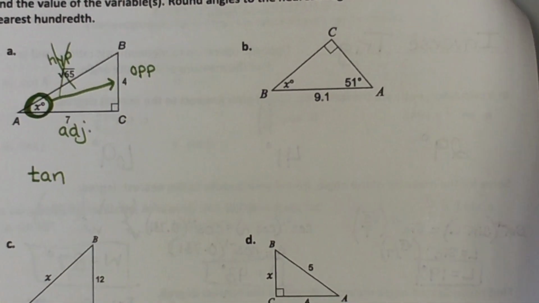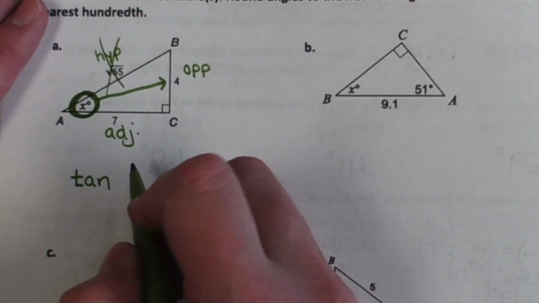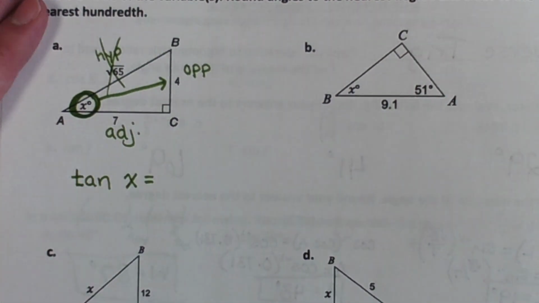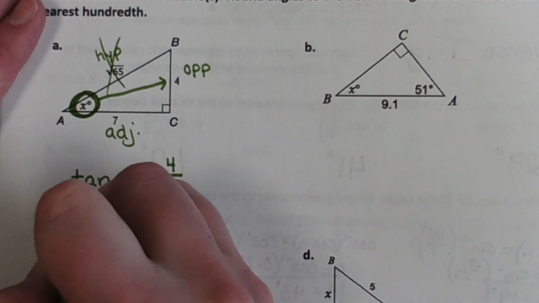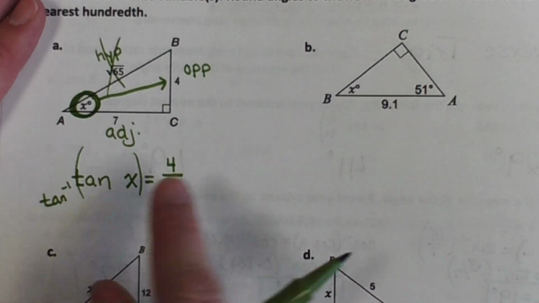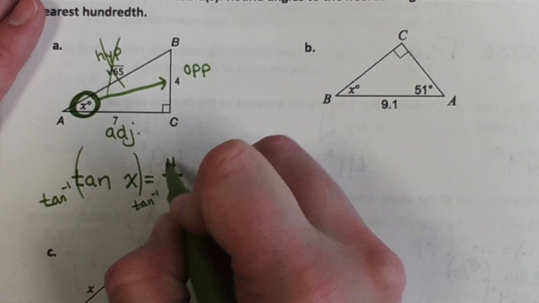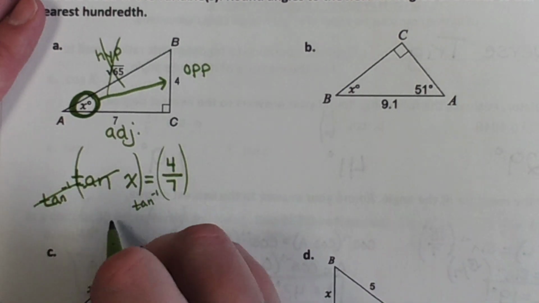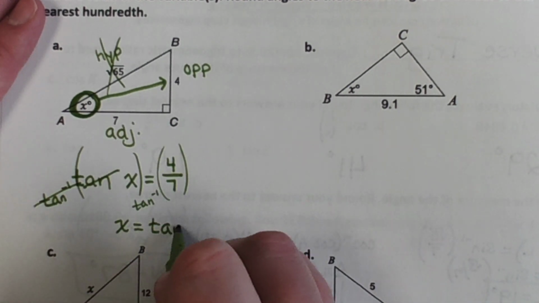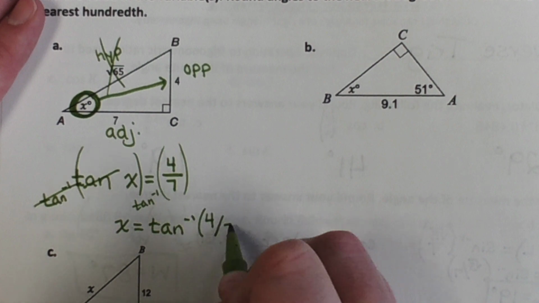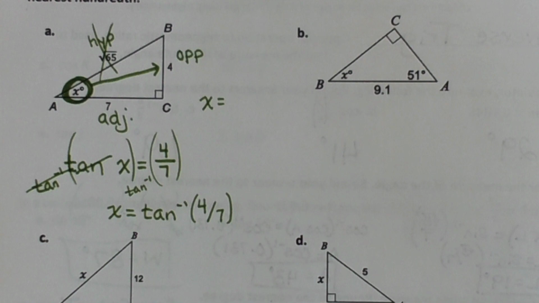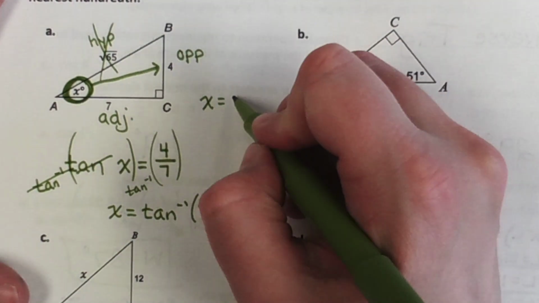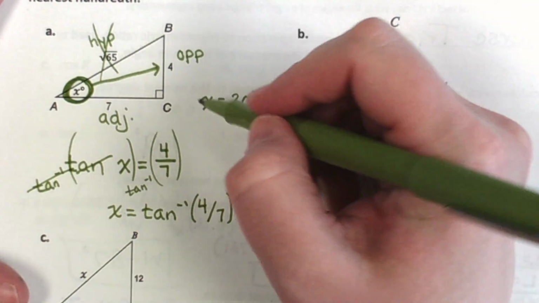Followed immediately by what? The variable, in this case x, because it's the angle. 7 over 4 or 4 over 7? 4 over 7, because it's opposite divided by adjacent. To get x alone, because the x is right here, I'm doing tangent inverse. X equals tangent inverse of 4/7. Tangent inverse of 4/7 happens to be 30. When rounded, it's 30 degrees.